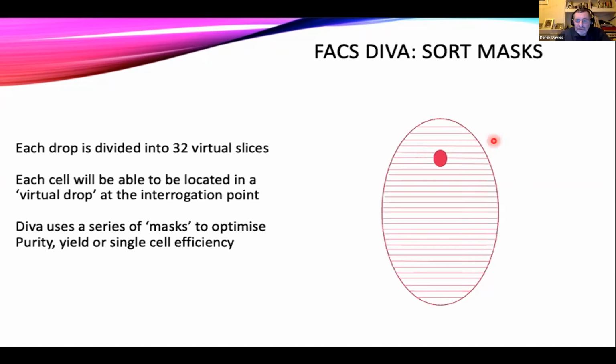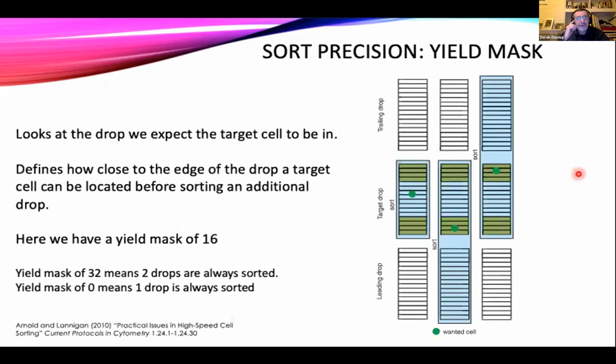in Diva. And the way Diva looks at this is in three ways. And the first way is to look at what they call a yield mask. And the way I explain this to people is we're looking at where the cell is within the drop that we expect it to be. And what we would do in this case, what I've set here is a yield mask of 16. So there should be 32 things here, but there aren't, for the sake of clarity. So if our cell falls within the middle of that drop, it's very unlikely to move too far so that it would appear in a different drop. So I'll just sort that cell, that drop.